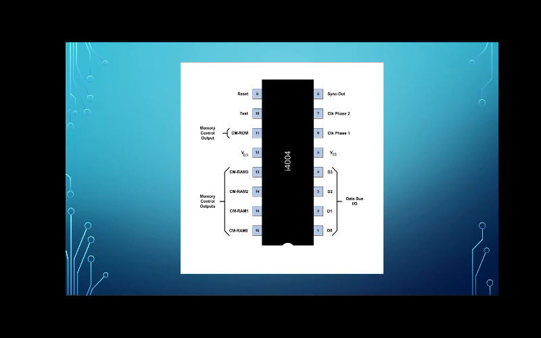The 10th pin is used for test. Test can also be called checking, so the executability of the code can be checked here. The 11th pin is CM-ROM. ROM is read-only memory, so the data which can be read can be present here. The 12th pin is VDD, which is also called power.